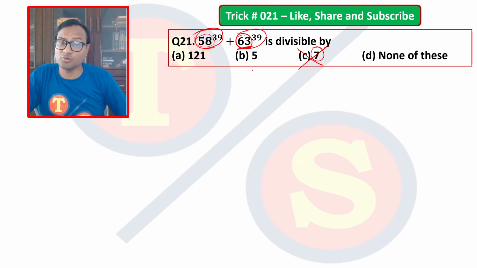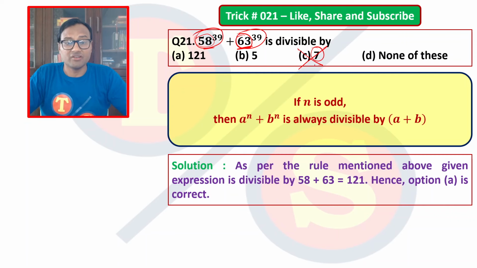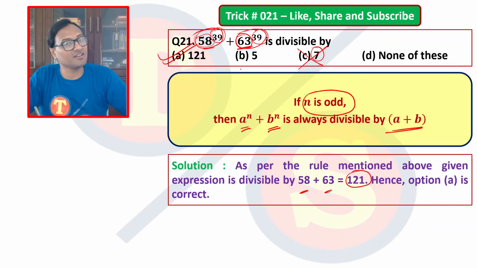But what about the other two values? For that we have another rule, another technique. The rule is that a to the power n plus b to the power n is always divisible by a plus b. The only condition is that n must be odd, meaning the power must be odd. Here, fortunately, the power is odd, so we can apply this rule. It will be divisible by the sum of the bases. So 58 plus 63 is equal to 121. So we can say for sure that answer option A is the correct answer.